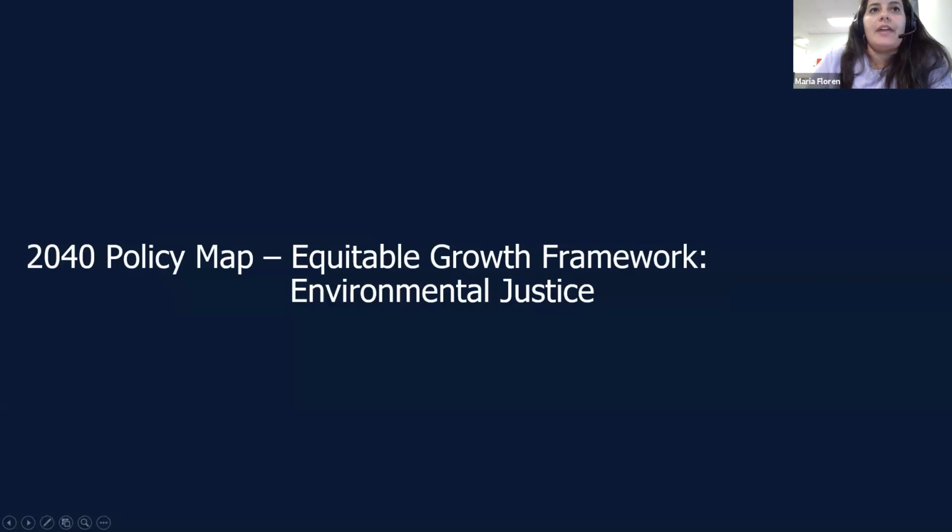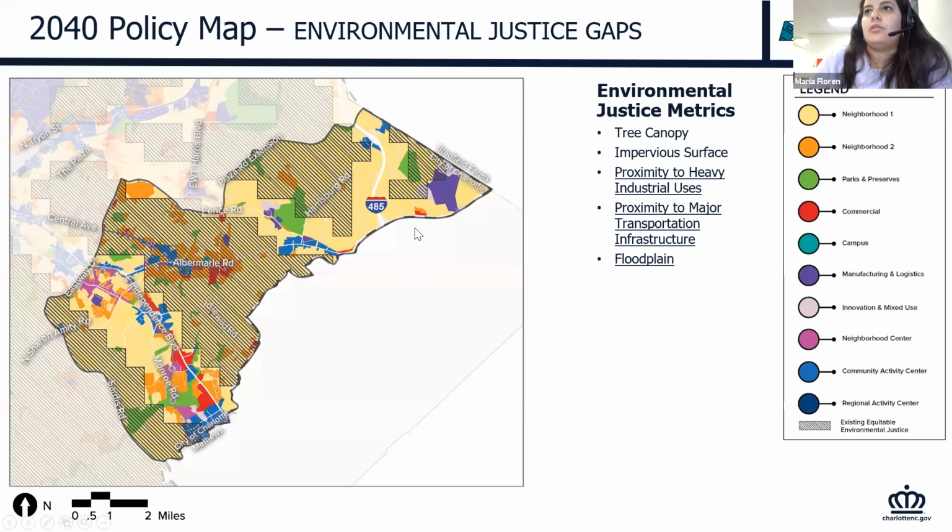So the last component of the equitable growth framework is environmental justice. So it's one more we're going to look at. On this map, the areas outside of the black diagonal hatches are impacted by environmental justice issues. The bullet points on this page are the metrics that were used to understand where environmental justice is currently lacking. No more intense place types were mapped in any floodplain areas.